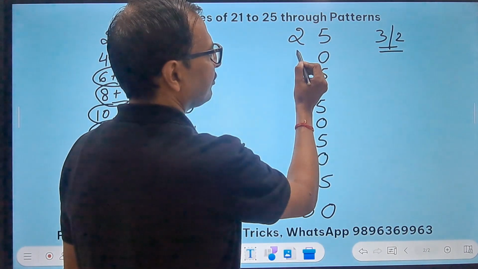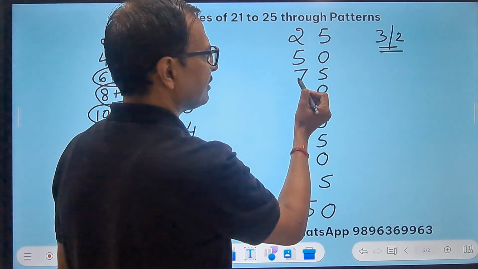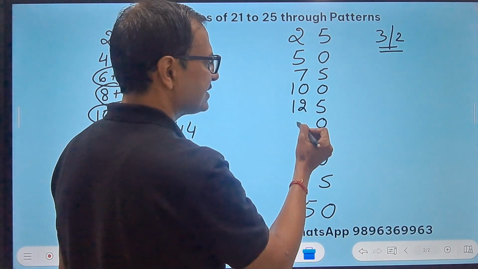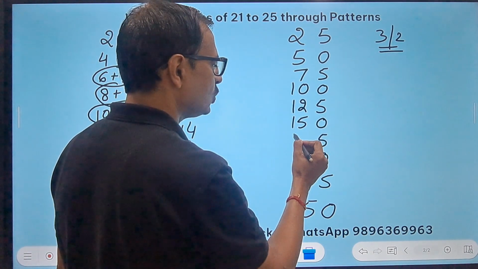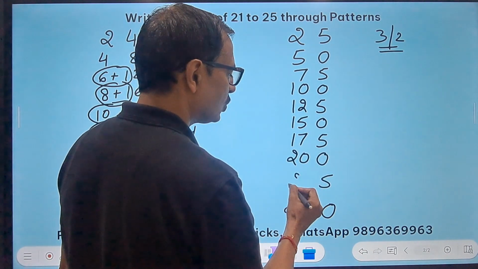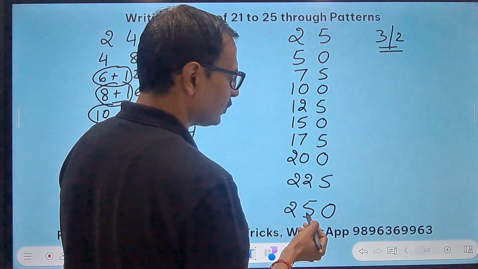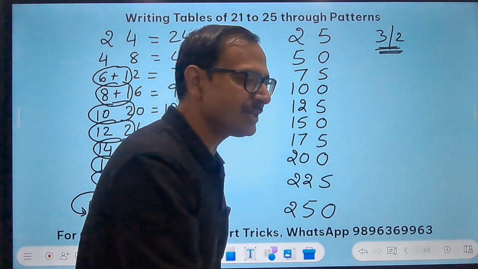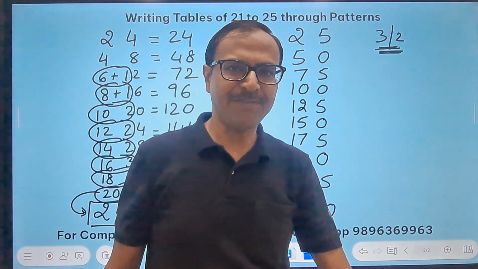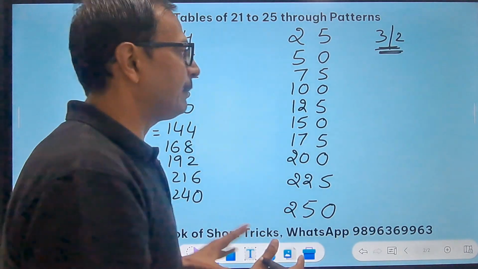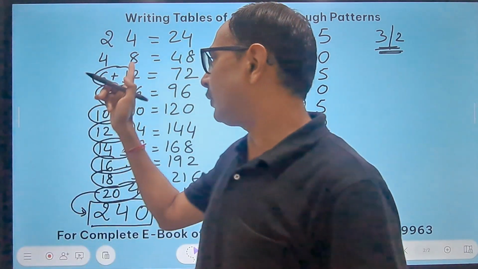2 plus 3, 5. 5 plus 2, 7. 7 plus 3, 10. 10 plus 2, 12. 12 plus 3, 15. 15 plus 2, 17. 17 plus 3, 20. 20 plus 2, 22. And 22 plus 3, 25. See? Gap of 3 and 2. And the unit digit fluctuates between 5 and 0. Now after this, if you want to learn more tables and more patterns, you can follow this method.